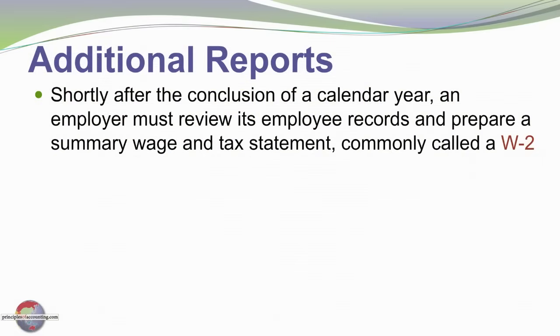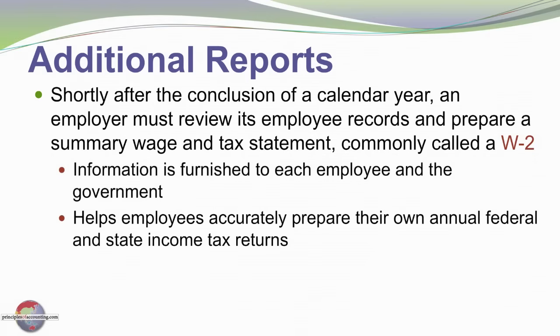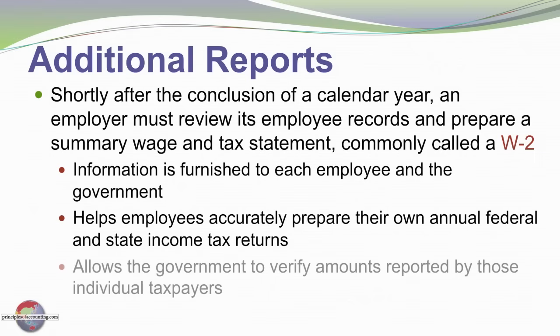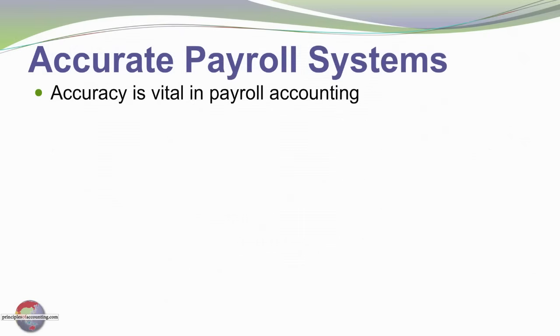Additional reports: shortly after the conclusion of a calendar year, an employer must review its employee records and prepare an annual wage and tax statement, commonly known as a W-2. This information is furnished to the employee and the government. This helps the employee accurately file their own income tax return and allows the government to verify the amounts that are reported and paid to individuals. An accurate payroll system is important.